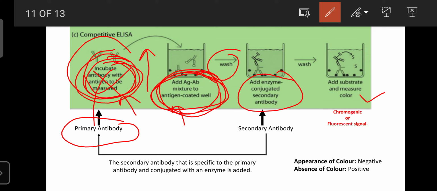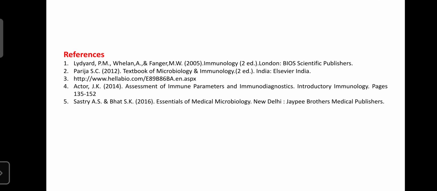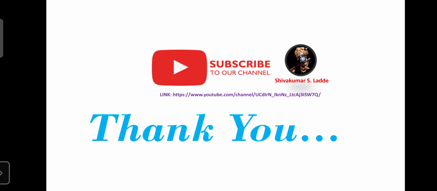If the color is produced, it is considered negative. If there is no color, it is considered positive. So the competitive ELISA can be applied for the diagnosis of various disorders, especially for targeting antibodies in HIV patients. Nowadays a modified form of the competitive ELISA is used for targeting various disorders. So these are the different types of ELISA: indirect, sandwich, as well as competitive ELISA.